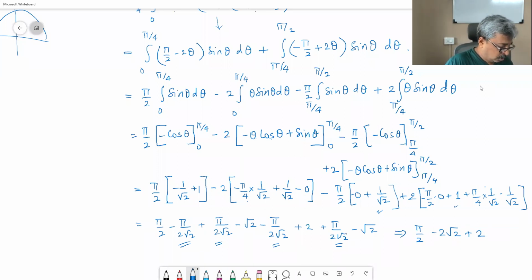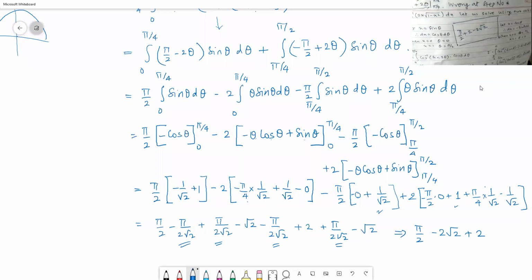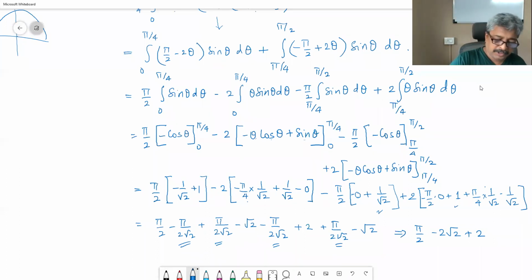This is altogether a new answer. This was the correct answer. I have got a box made here. Pi by 2 plus 2 minus 2 root 2. That is the correct answer.